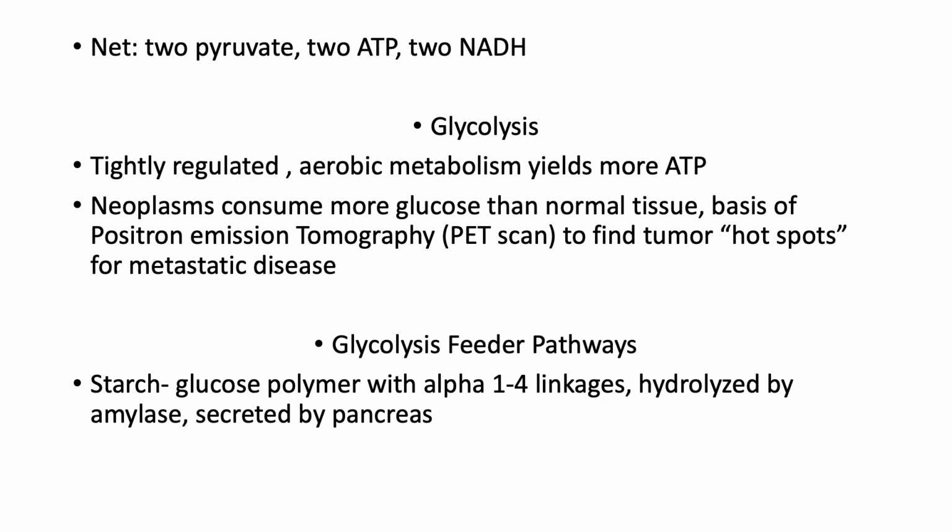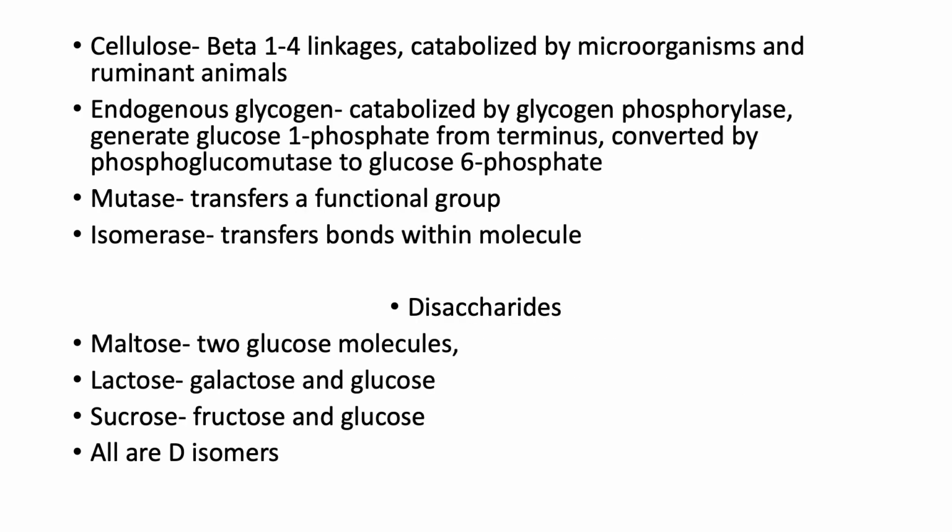There are glycolysis feeder pathways. Starch is a glucose polymer with alpha-1,4 linkages, which is hydrolyzed by amylase and secreted by the pancreas. Cellulose has beta-1,4 linkages, which are catabolized by microorganisms and ruminant animals. Endogenous glycogen can be catabolized by glycogen phosphorylase. You can generate glucose 1-phosphate from the terminus and converted by phosphoglucomutase to glucose 6-phosphate.